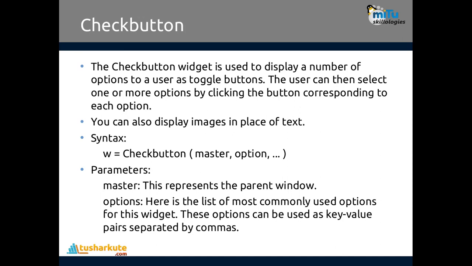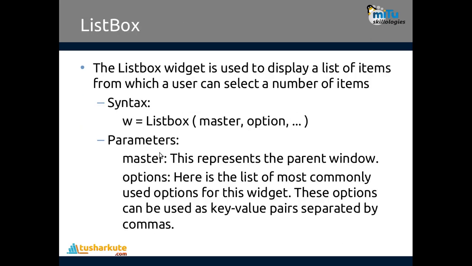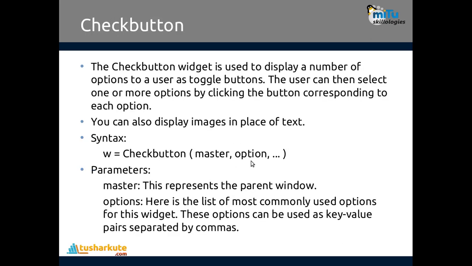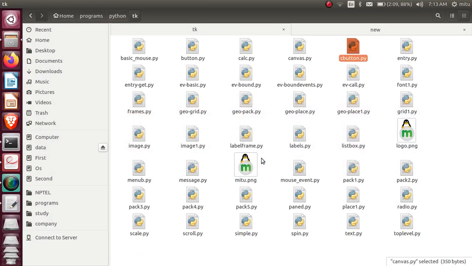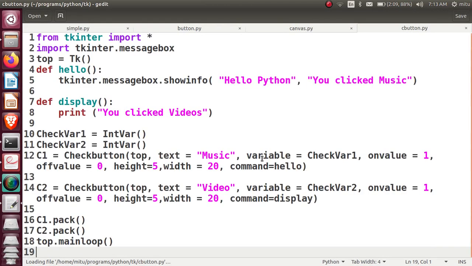Check button. A check button is just like a button to display a number of options, as a user using a toggle button. When I click on that button, then options will be available for us to choose. So Checkbutton is the class by which you can create this check button. Just like this, master and the options. So let's go for the check buttons here. Let's see the check button, check it out.